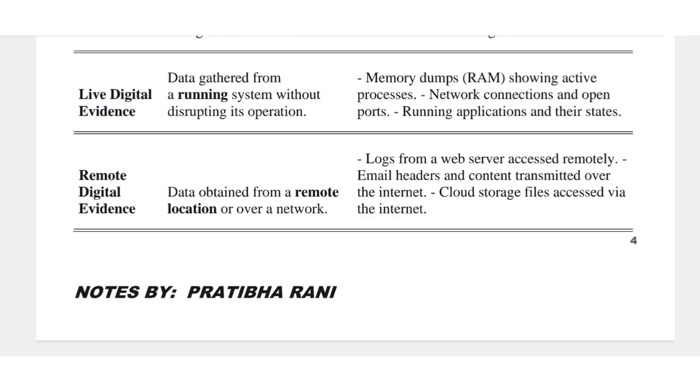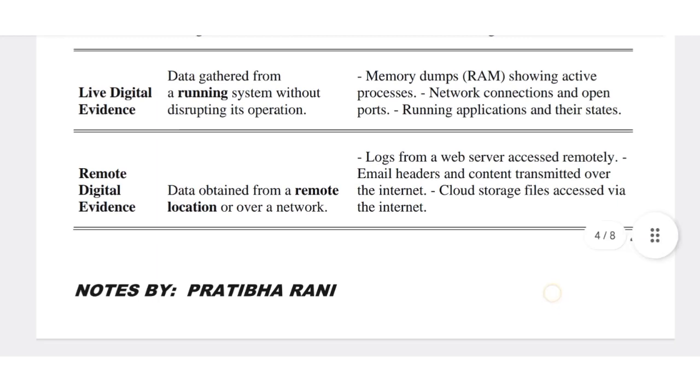Then the third one is remote digital evidence, meaning when you are getting data from a remote location or over a network. So when the internet is used to take the data. For example, logs from a web server, or email headers and content transmitted over the internet. Cloud storage files are also a type of remote digital evidence. So basically, when you are using the internet to take the data.